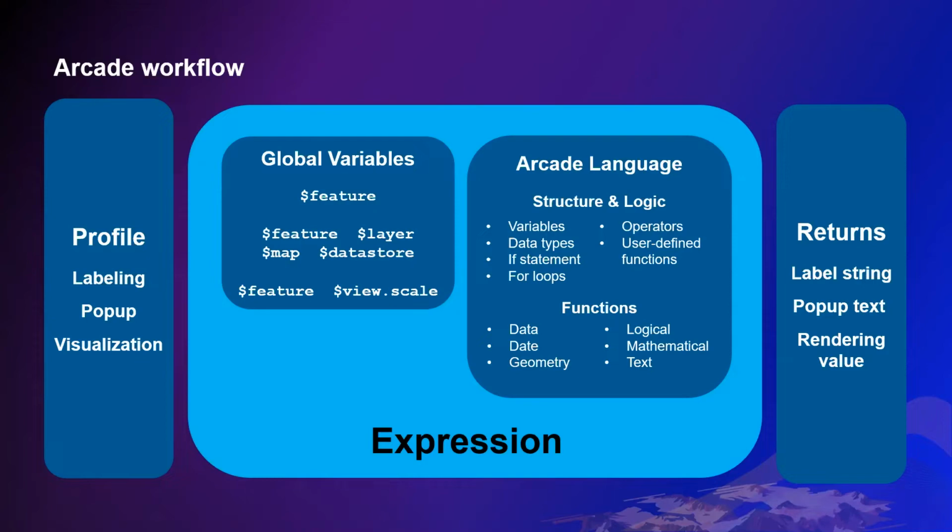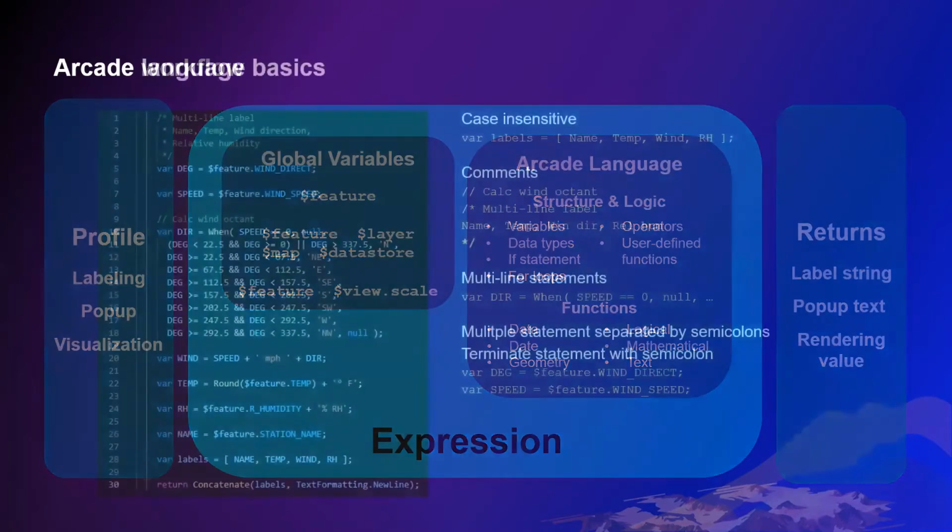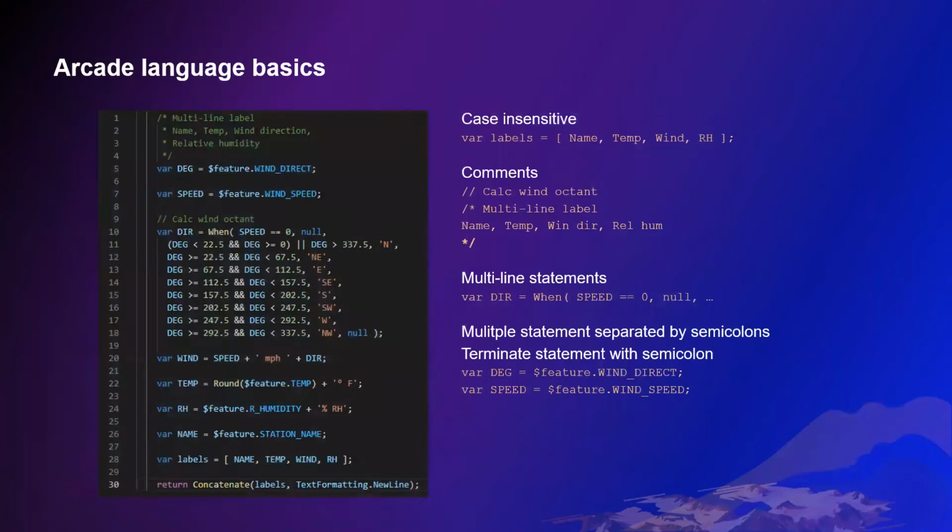So let's look at how this might look in actual code. Here we're looking at different examples of code and different lines. That's just some basics for the Arcade language. First, it's case insensitive. You don't need to care about whether you're capitalizing or not capitalizing variables or labels like that. It doesn't care about that. And then as for comments, you can have 2 forward slashes for a single line comment, or you can have a /* for a multi-line comment, and then you'll end that with a */.